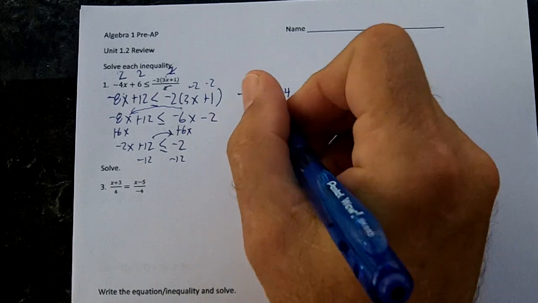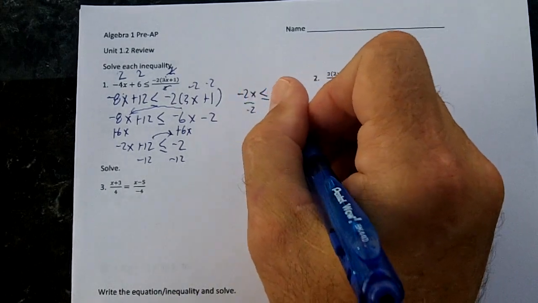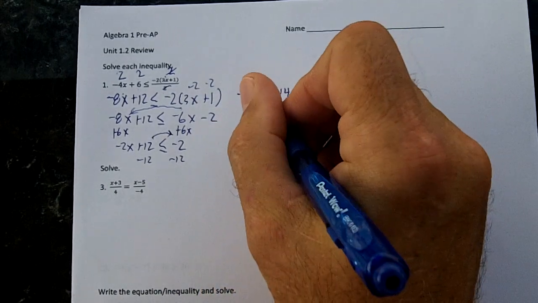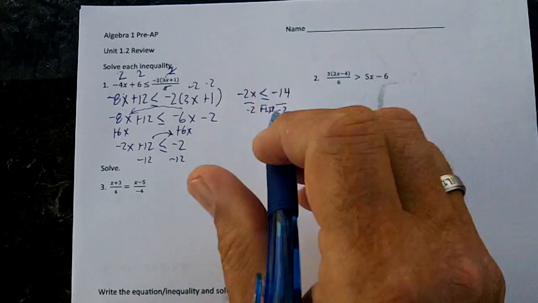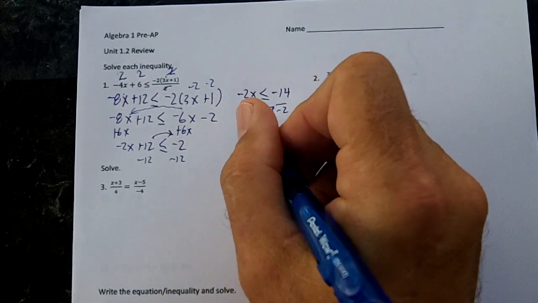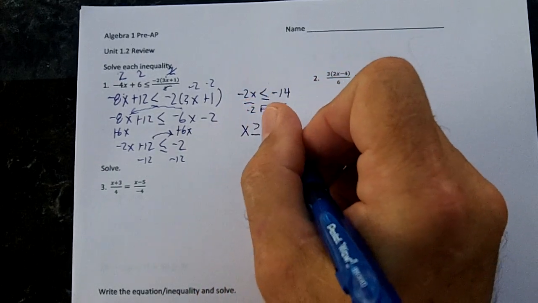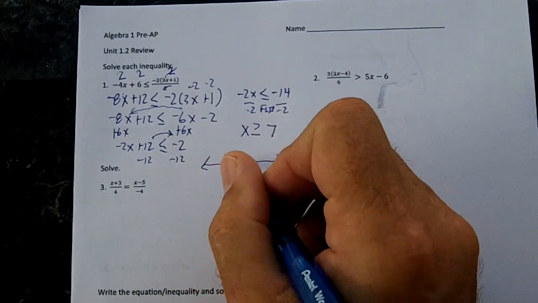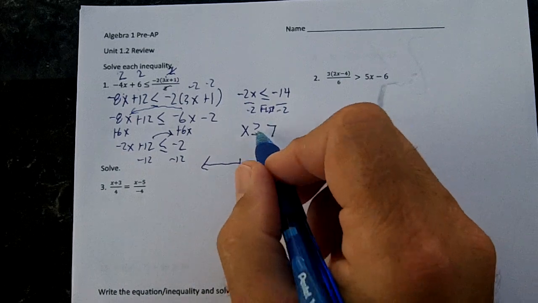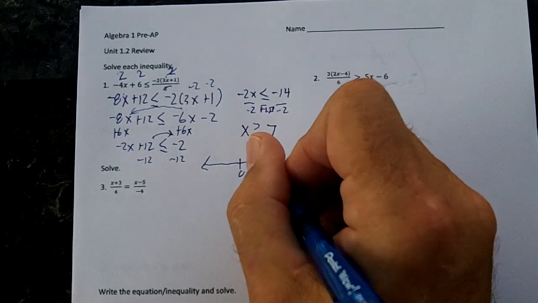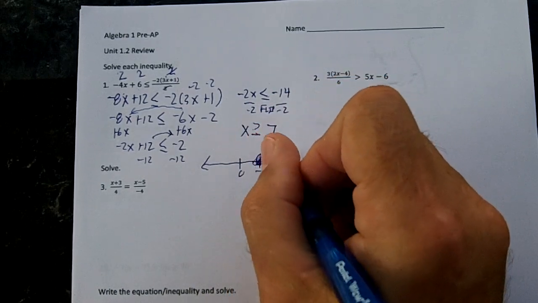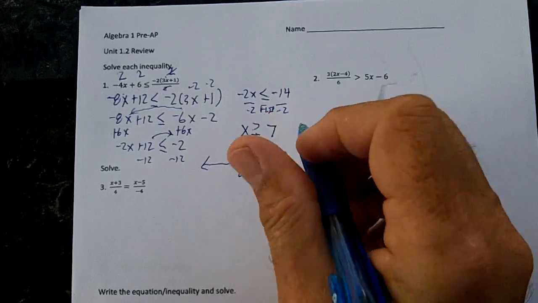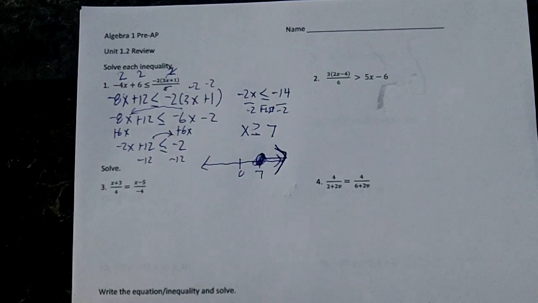Now then, I'm going to divide both sides by negative 2. When I divide by the negative, I need to flip. So I'm going to have x greater than or equal to positive 7. Okay, and the graph of that would look like this, with 0, a 7, a closed dot over the 7, and my inequality goes to the right. So my arrow matches up, don't I?